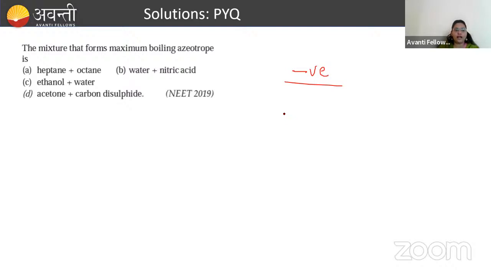So here, when you see acetone plus carbon disulfide, water plus nitric acid, heptane plus octane, and ethanol plus water, here it is water plus nitric acid. H2O plus HNO3 are showing negative deviation, and that's why they will form the maximum boiling azeotrope.